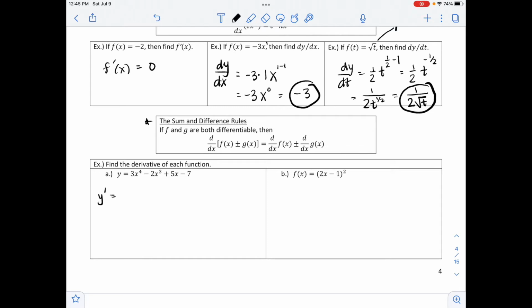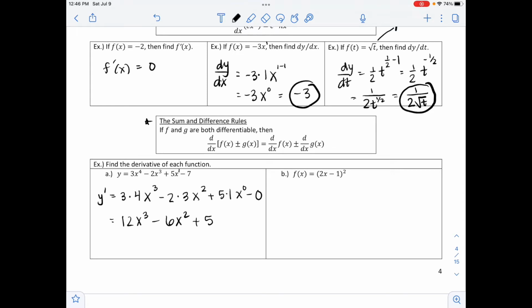And so we're just going to go term by term by term, and that's exactly what the sum and difference rule says up above. So we're going to have 3 times 4x to that, and I'm going to subtract 1 from that exponent, which is 3, minus 2 times 3x to the, subtracting 1 would be to the second, plus 5 times 1 x to the 0, because again, remember that's to the first, minus, and then the derivative of 7 is just a constant, which is just 0. 3 times 4 is 12x to the third, minus 6x squared, plus 5.